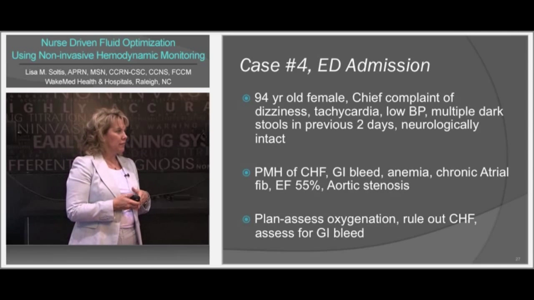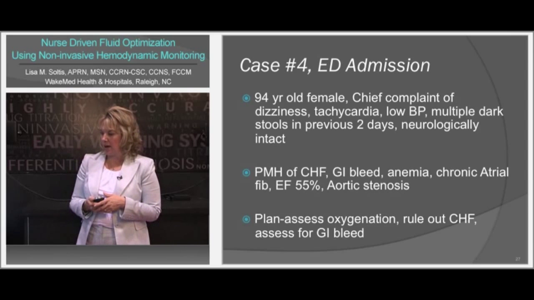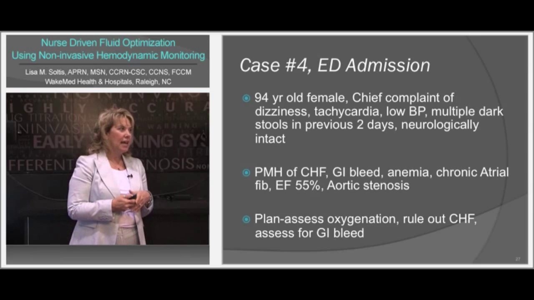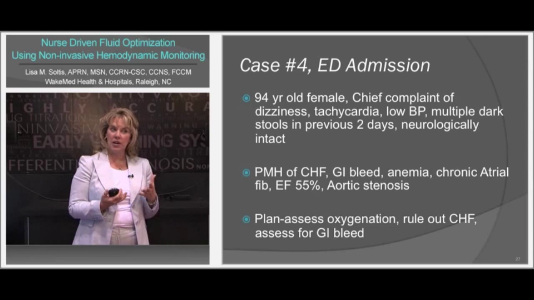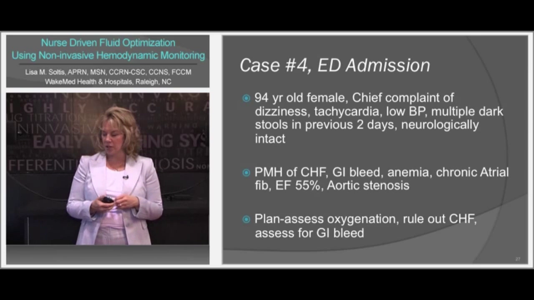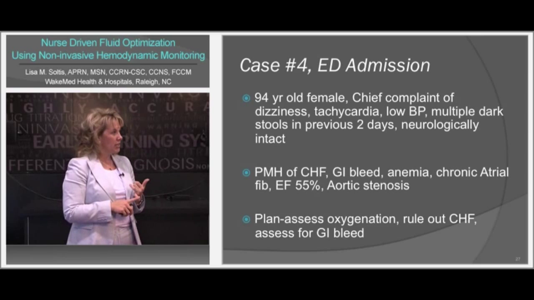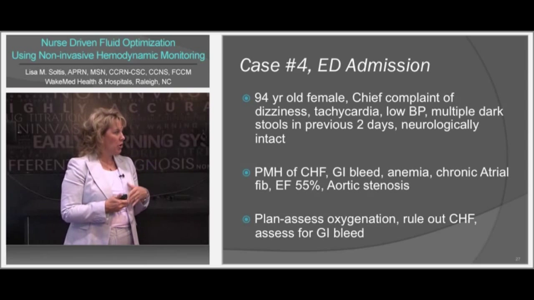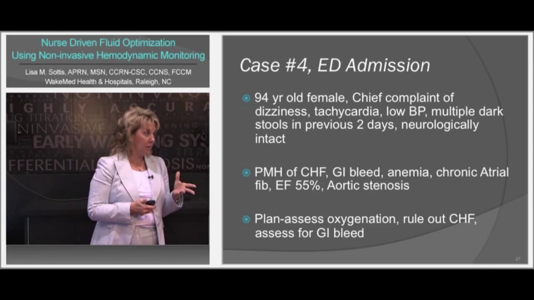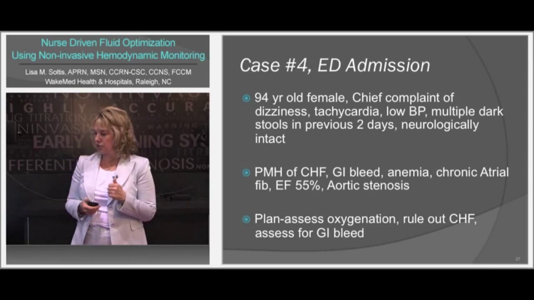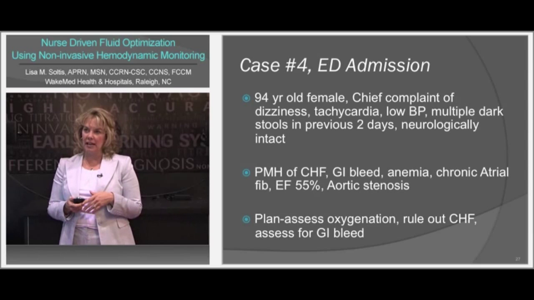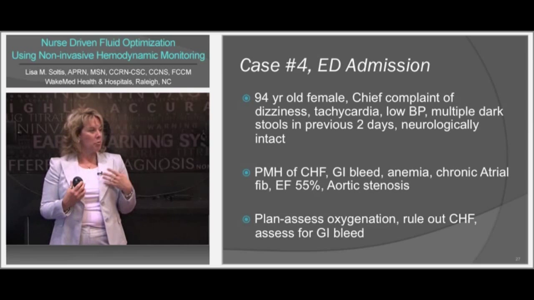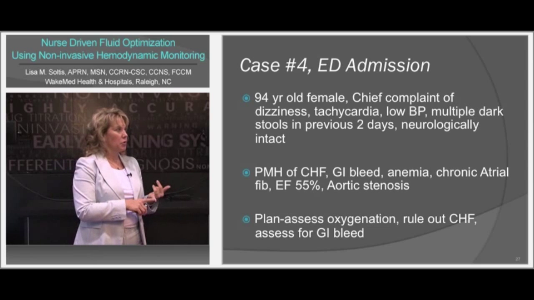She did have a history of GI bleeds with that, but neurologically she was intact. And for a 94-year-old, she was very spry, very much with it. Past medical history: congestive heart failure, GI bleeds, anemia, chronic AFib. Her ejection fraction was preserved at 55%, so she did have good cardiac function with that, and she also had aortic stenosis. So our plan: assess her oxygenation, rule out the GI bleed, and try and figure out why she's so hypotensive.